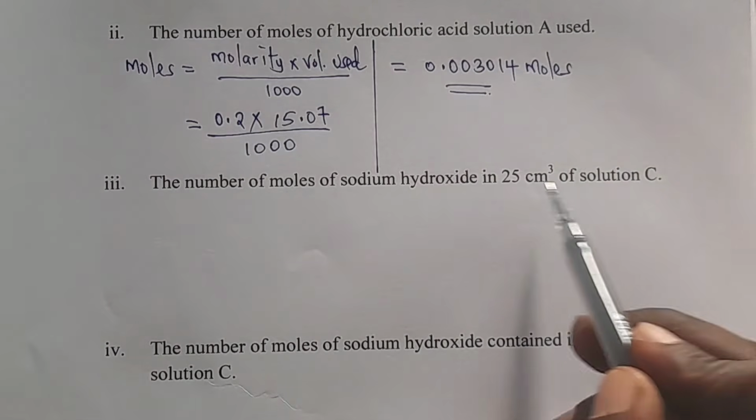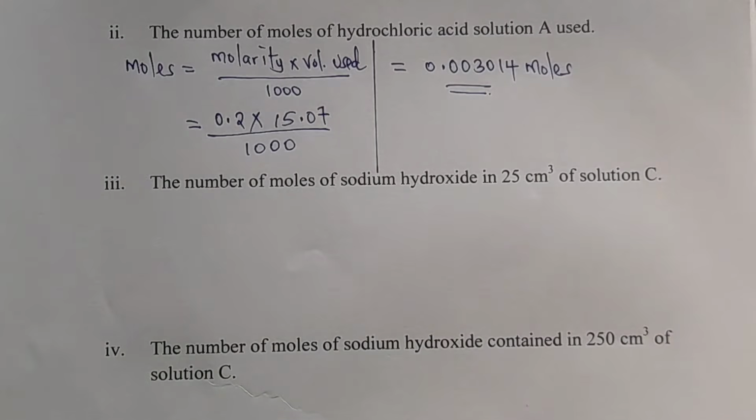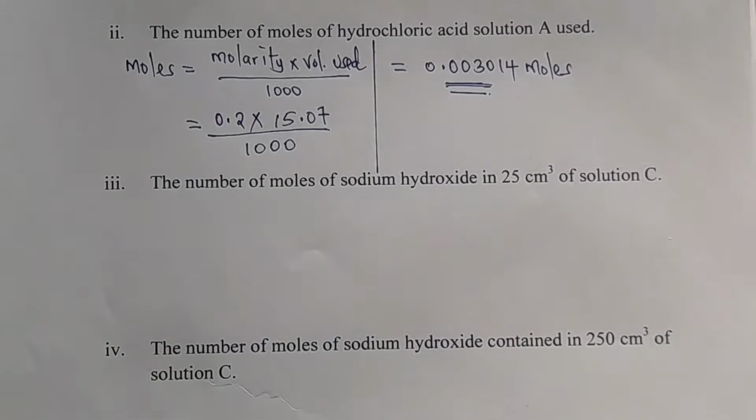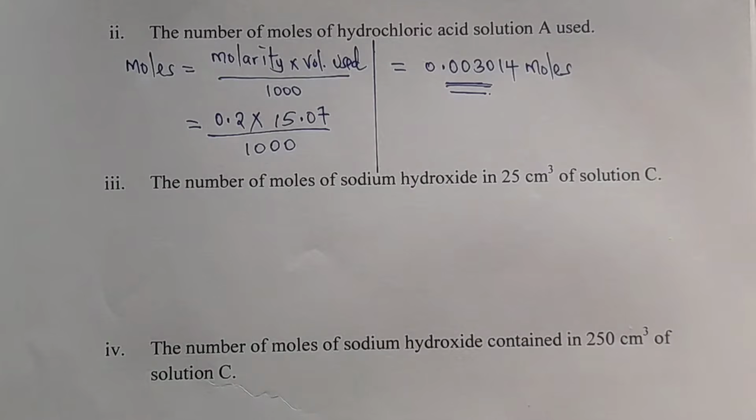Remember, this 25 cm³ of solution C has reacted with the hydrochloric acid, whose number of moles we have just obtained. So if we write the equation for the reaction between hydrochloric acid and sodium hydroxide, we can use the mole ratio to find the number of moles of sodium hydroxide in 25 cm³ of solution C. So let's start by writing the equation.